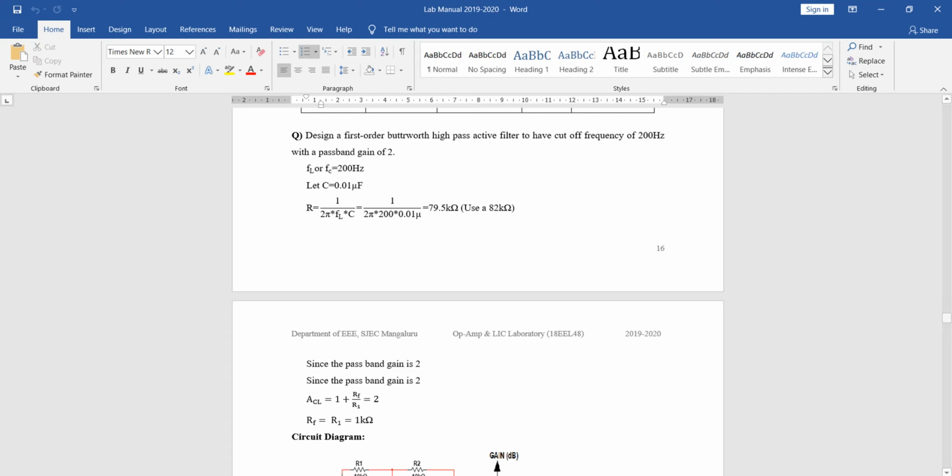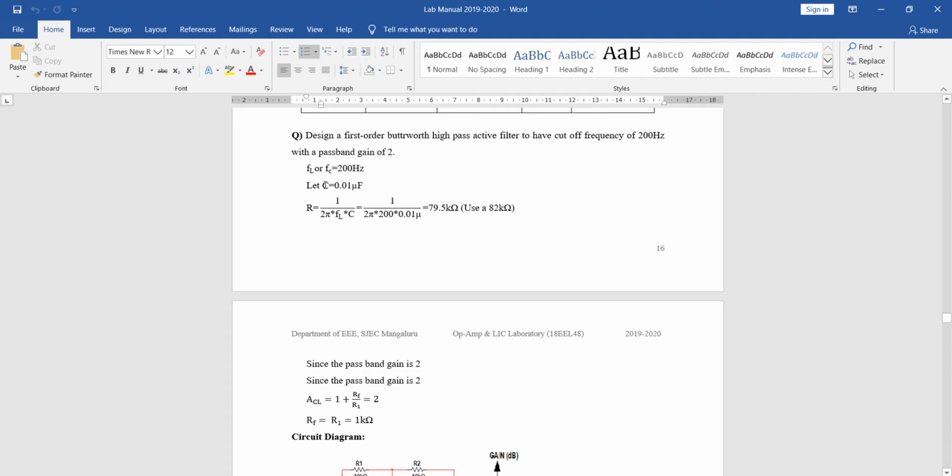So in this session we will be seeing the design of the first order high pass Butterworth filter. In the previous session we have seen the simulation of a low pass filter. So, the continuation of the previous session: design a first order Butterworth high pass active filter to have a cutoff frequency of 200 Hz with a passband gain of 2.